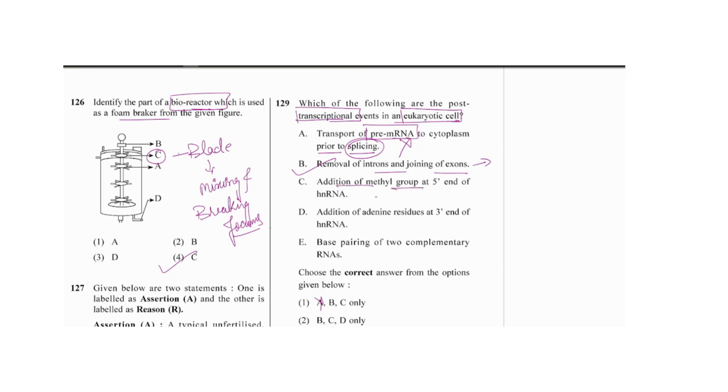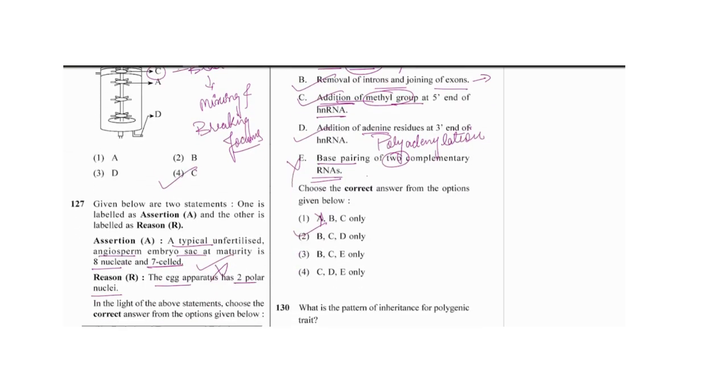Addition of the methyl group at the 5' end of the hnRNA. Okay, this is capping, which helps the hnRNA. Addition of the adenine residues is known as polyadenylation. So this could be there. And base pairing of the 2 complementary RNAs? No, double stranded RNA will not be there. 2 separate RNAs will be there, and then protein synthesis from the 2 different strands. So E should not be there. So BCD would be the correct answer. BCD but not E. Okay, so we'll go with the 2nd one.